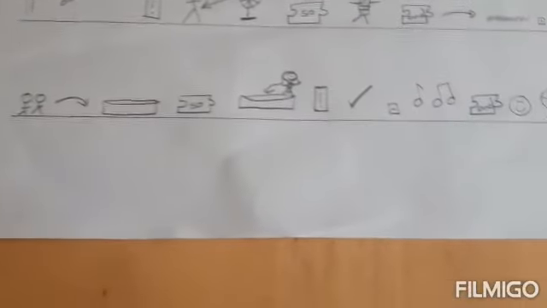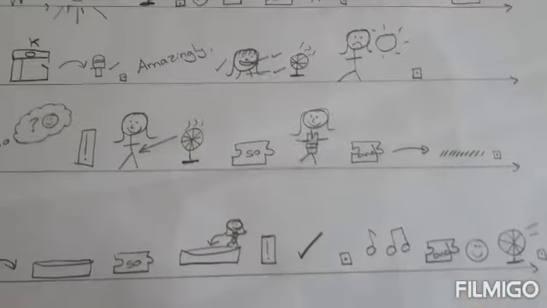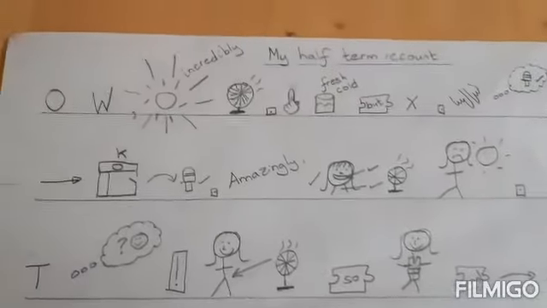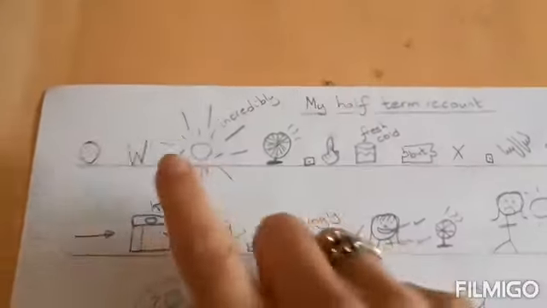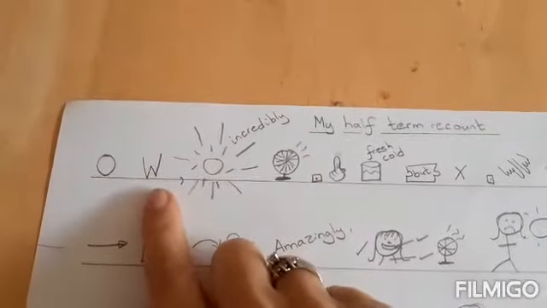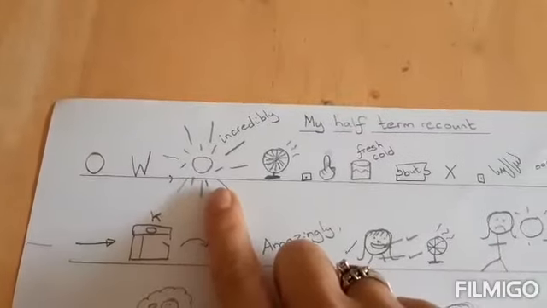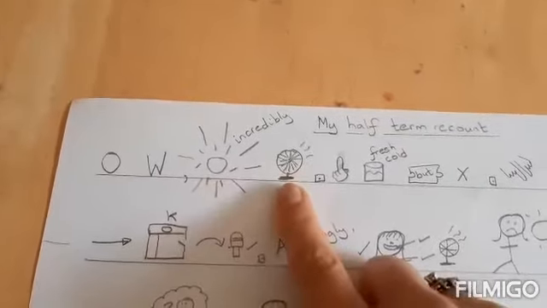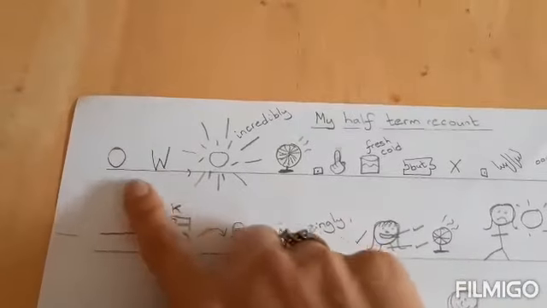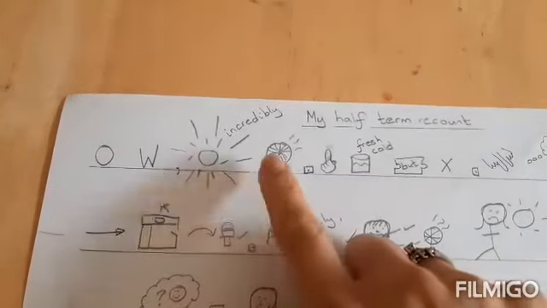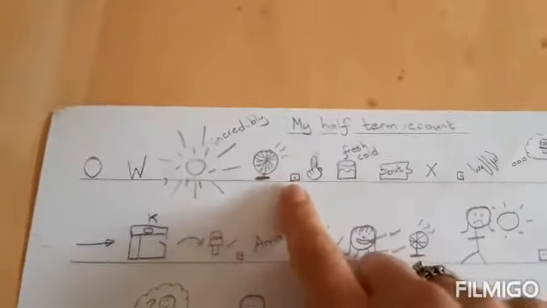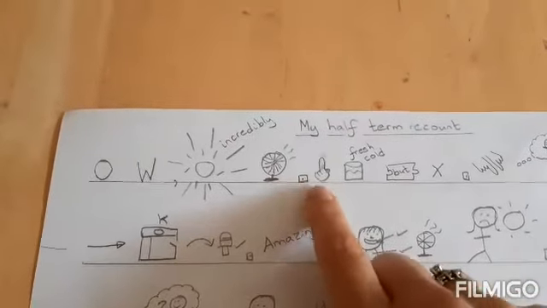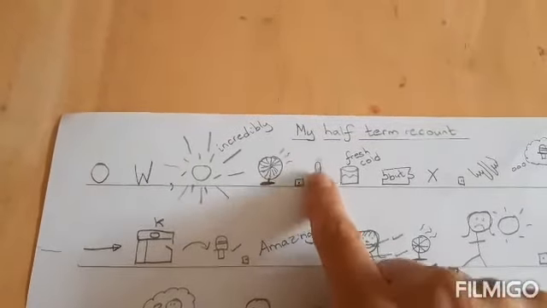Welcome back. So as you can see, I have been busy drawing all of my pictures for my recount. So let me tell you a bit more about my half term. So remember when we started, I said one Wednesday, it was so incredibly hot that I needed to find a way to cool down. Do you see how I'm adding more words to my sentence even though I've only drawn a few pictures? Full stop. Remember, capital letter. This picture says first.